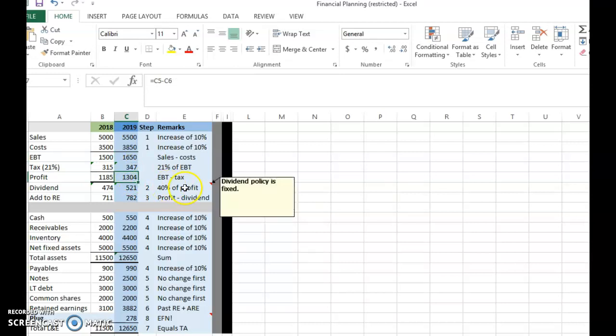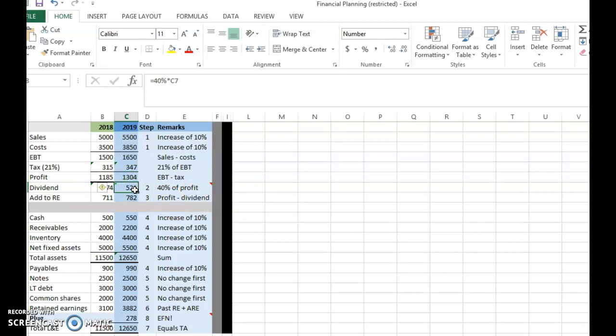The next step, dividend policy is fixed, meaning 40% of net income will be paid out as dividend. Therefore, this is similar to case 2 of gourmet coffee, because case 2 is determined first. It is predetermined, it's not a plug variable. In case 1, dividend policy was the plug variable, but here it is similar to case 2. Dividend policy is not a plug variable. So here we determine the amount of dividend paid out, which is 40% of profit. 40% multiplied by 1304, you get 521.